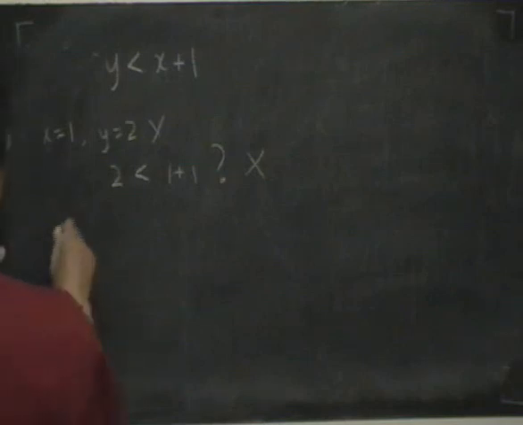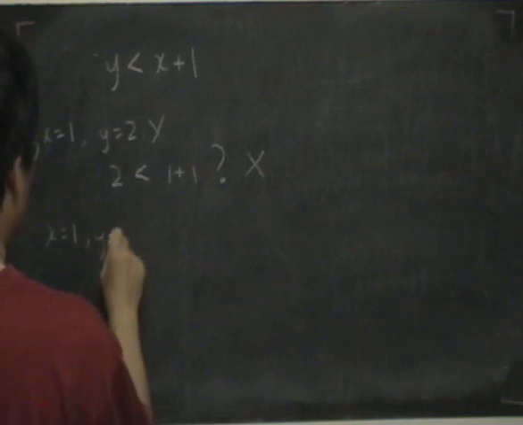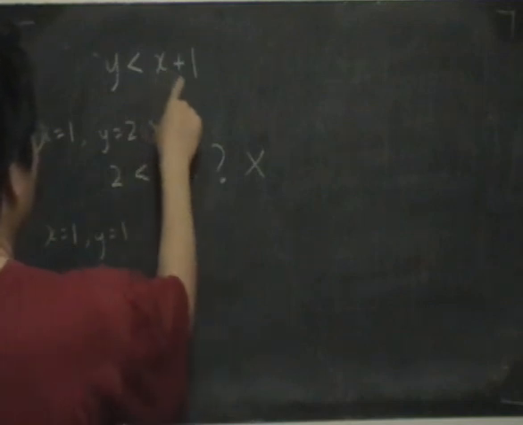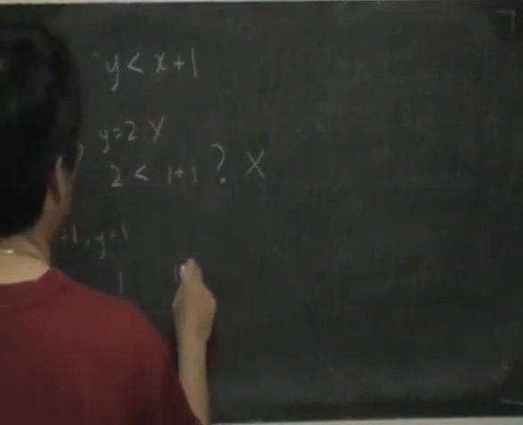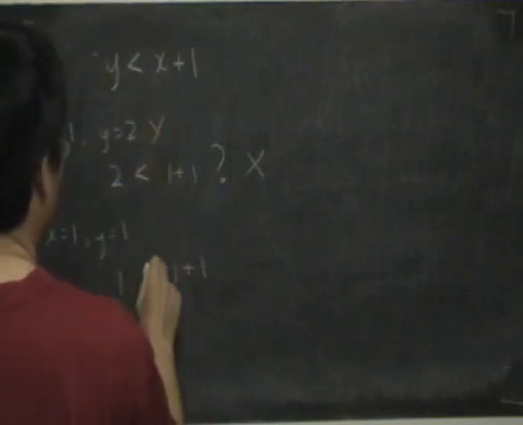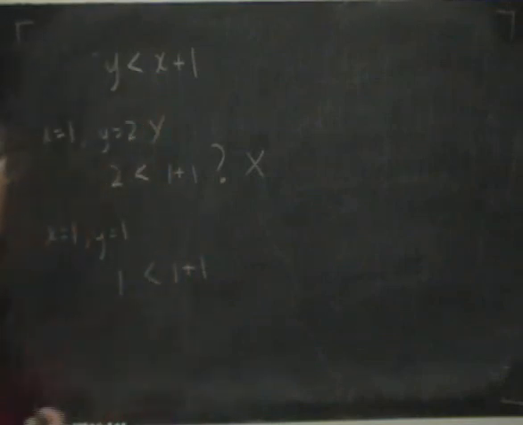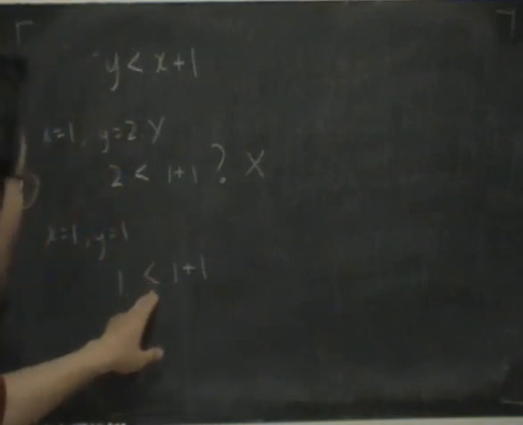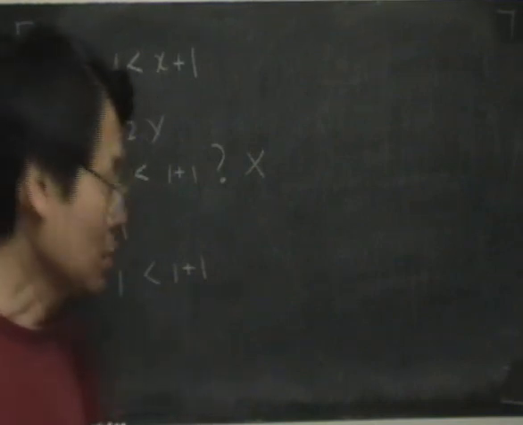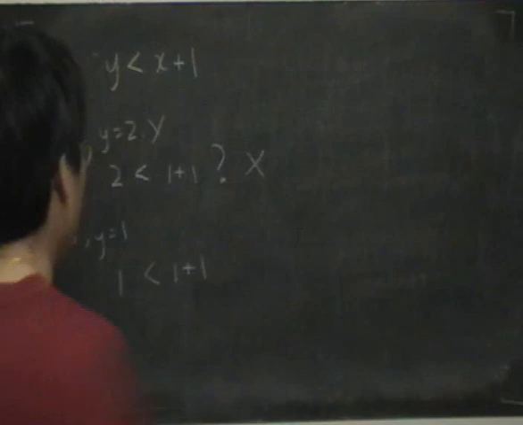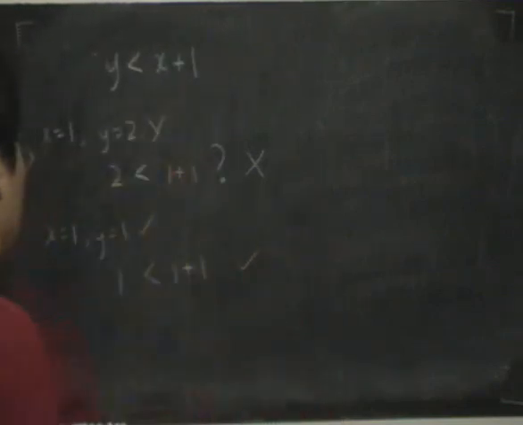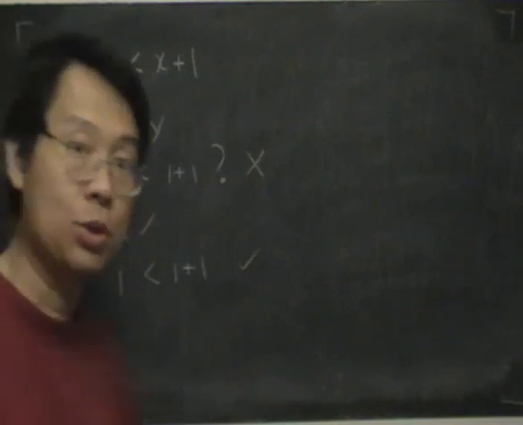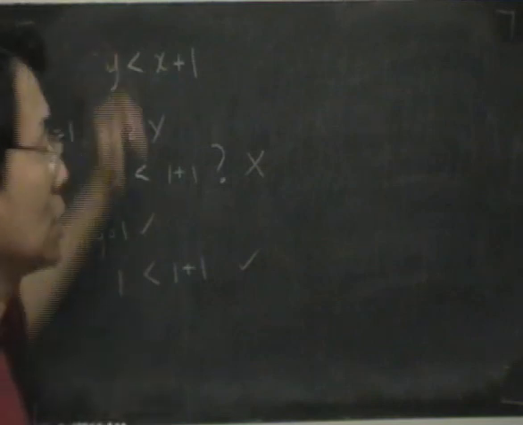Okay, now let me try x equals 1 and y equals 1. So y, the left side, is 1, x plus 1, the right side, is 1 plus 1. And the inequality is a less than sign. We ask, is 1 less than 1 plus 1? Yes, because 1 is less than 2. So that's correct. So x equals 1, y equals 1 is a possible set of values for this inequality.